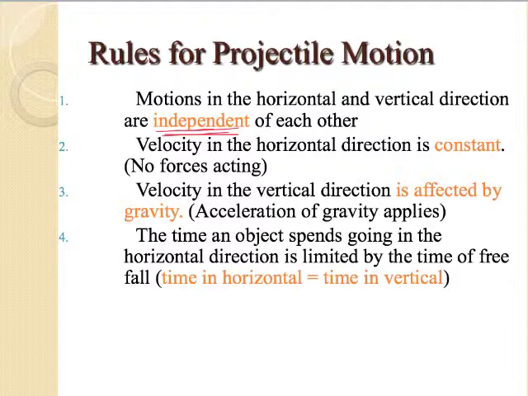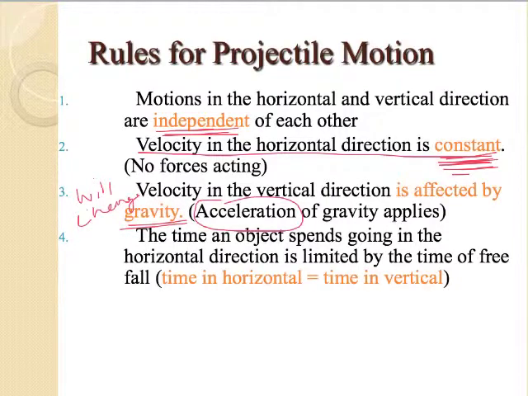Another thing to remember, your velocity in the horizontal direction is constant. It will never change. It will always be the same velocity because acceleration does not affect the horizontal component. However, velocity in the vertical direction will change. And it does because it's experiencing gravity, which is an acceleration. Depending on the direction of the projectile's motion, if it's going up, gravity will slow it down. If it's coming down, gravity will speed it up.